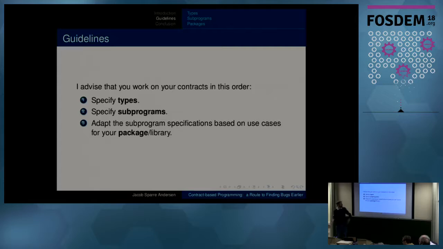First part is simply that first you work on your types. Make sure that you have specified your types in a good way. I think that's always sensible, but it becomes even more sensible when you try to put good contracts in your software. Then you start specifying your sub-programs, and again, there you need to put good contracts on them. I didn't spend so much time yet talking about contracts and sub-programs. I'll come to it.